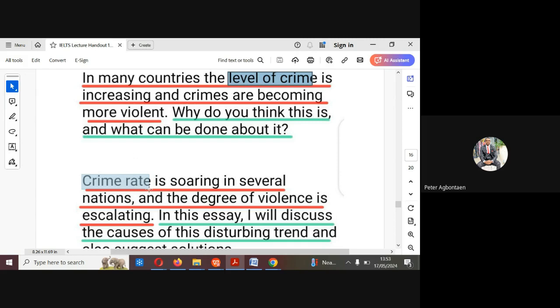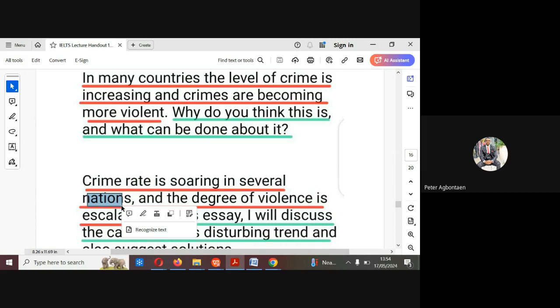Okay. And apart from that, the crime is in the middle in the question, but in my response, I brought crime to the beginning. But that's not all. The question starts with what? In many countries, which I have changed to in several nations. But beyond that, I've removed it from the beginning. I've pushed it to the middle.